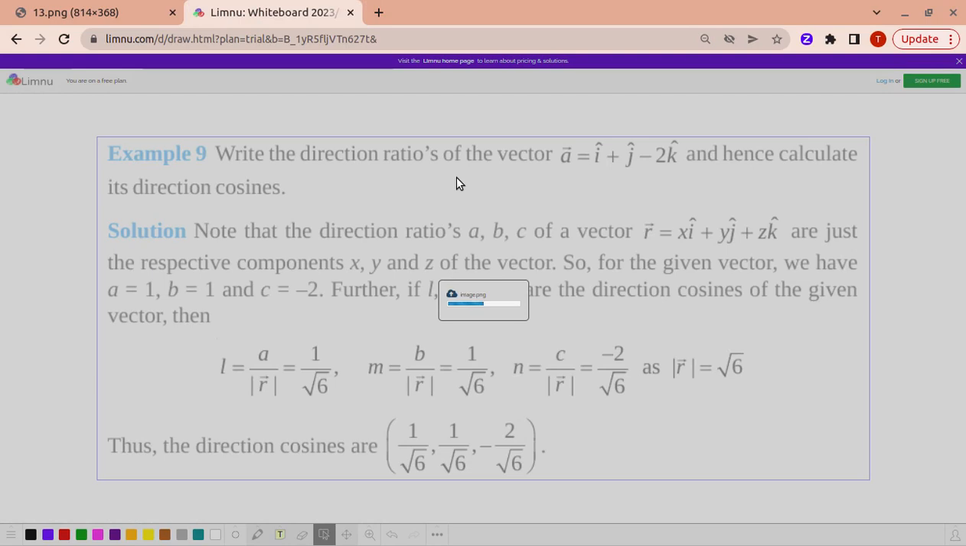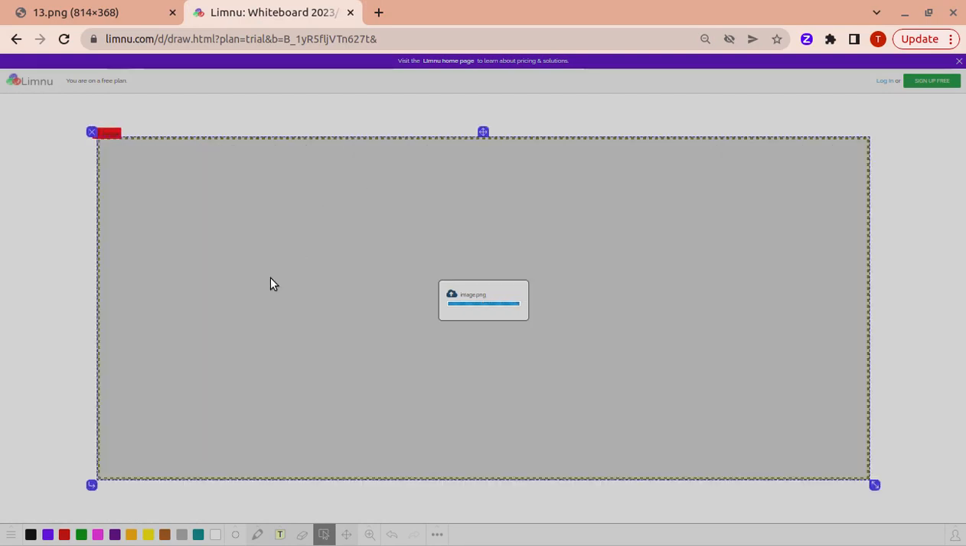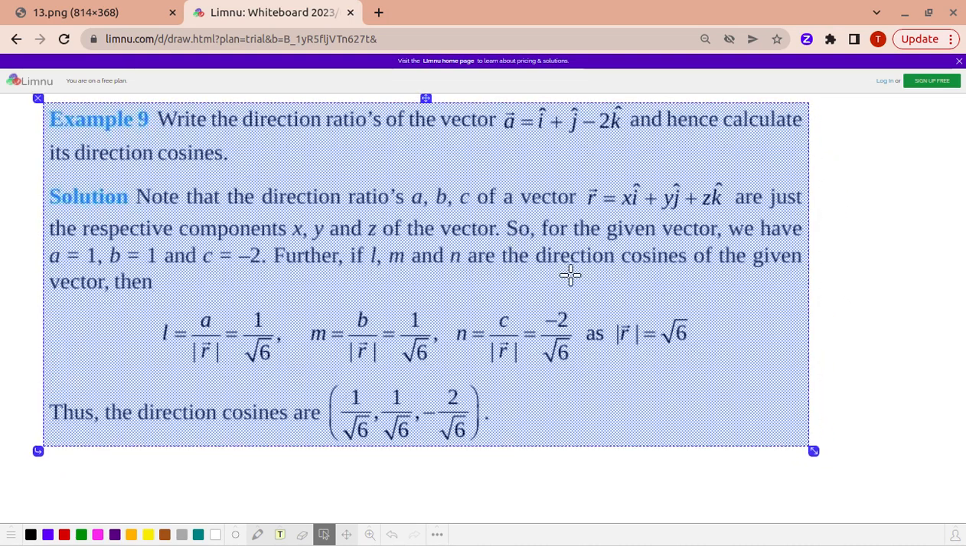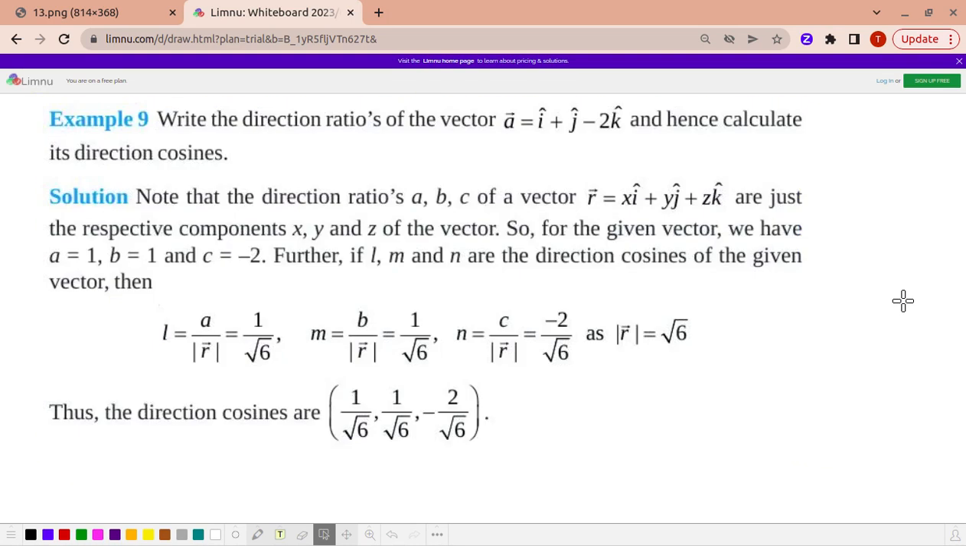So dear students, in this one the question is: write the direction ratios of the vector A expressed in the component form as i cap plus j cap minus 2k cap. Hence, calculate its direction cosine. Direction ratio is very simple.